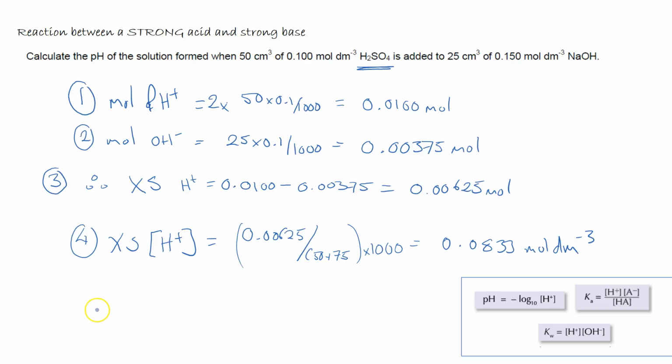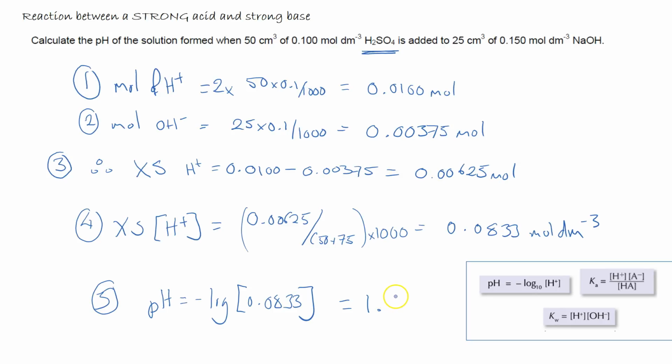And the final step then is simply to work out the pH, which is equal to minus the log of 0.0833. Using our equation for pH equals minus log, we put that into our calculator and we get 1.08 to 2 decimal places.